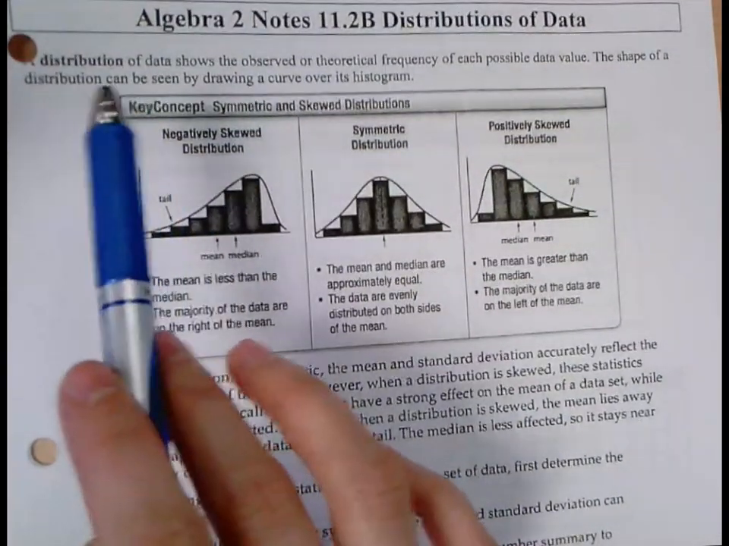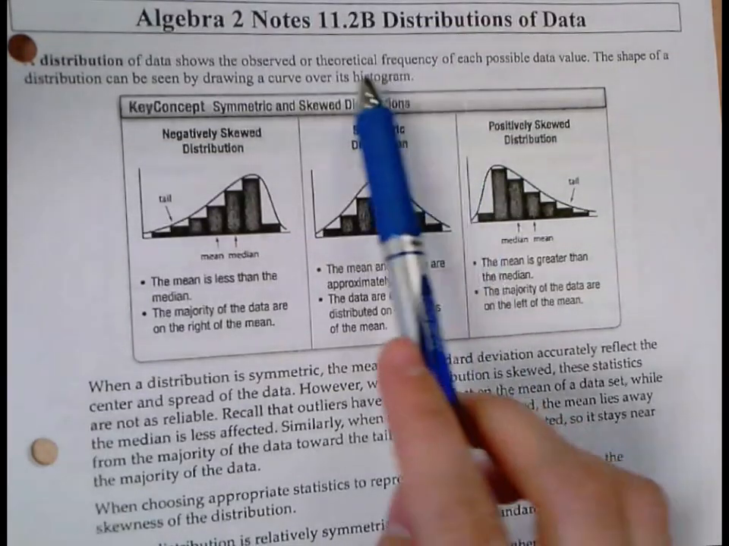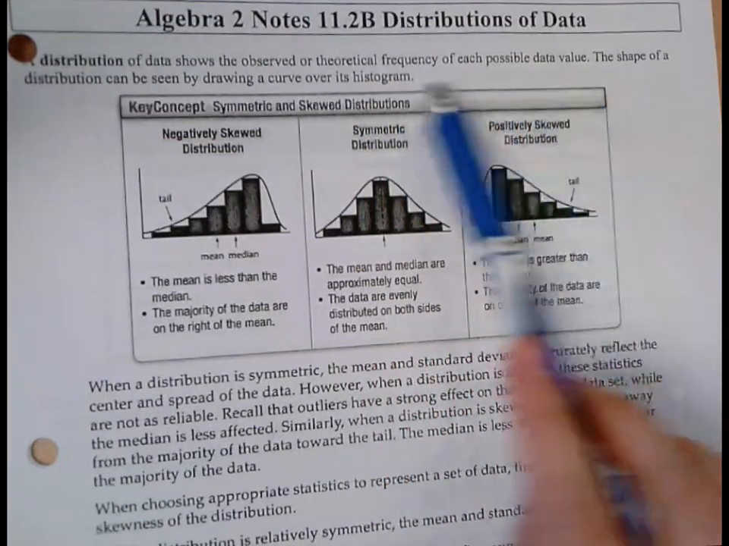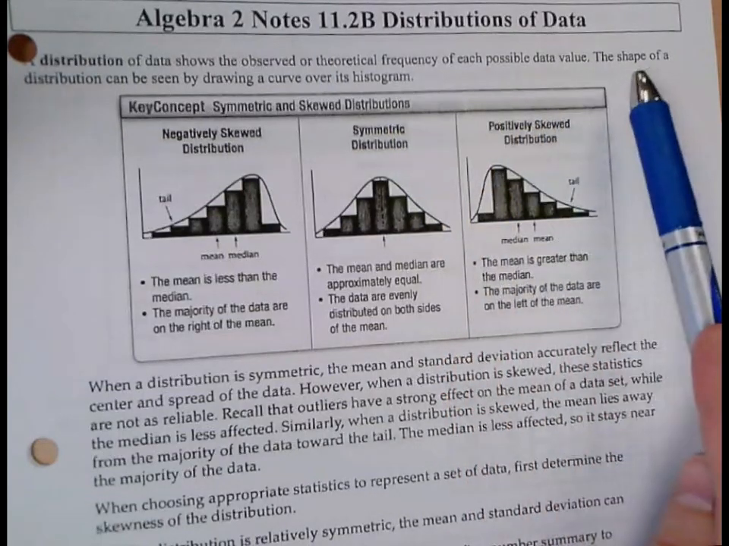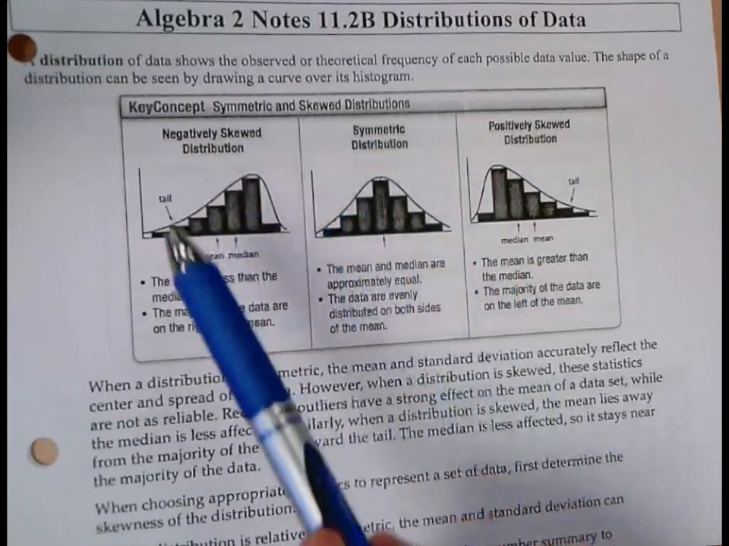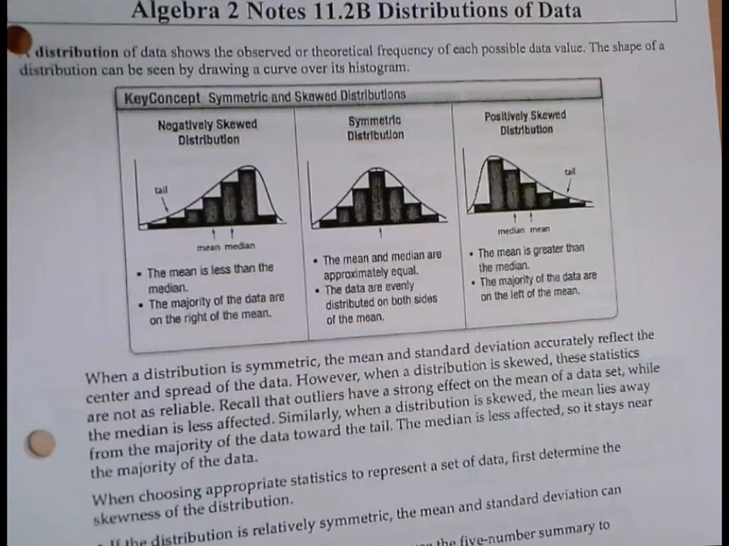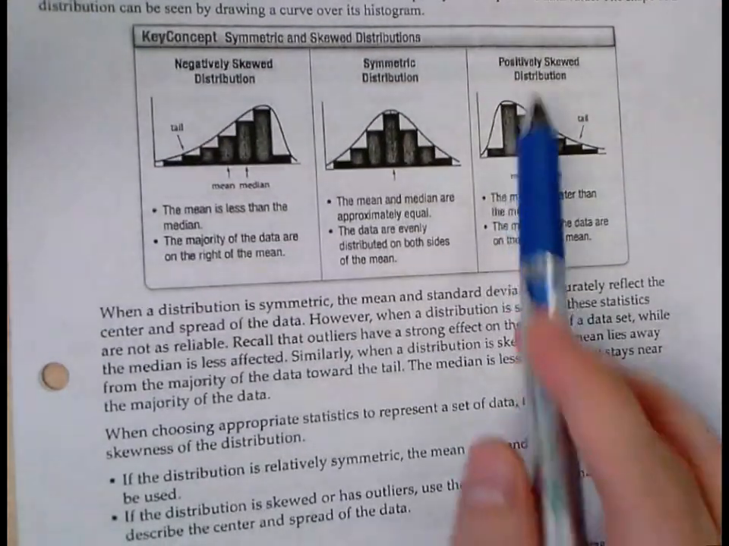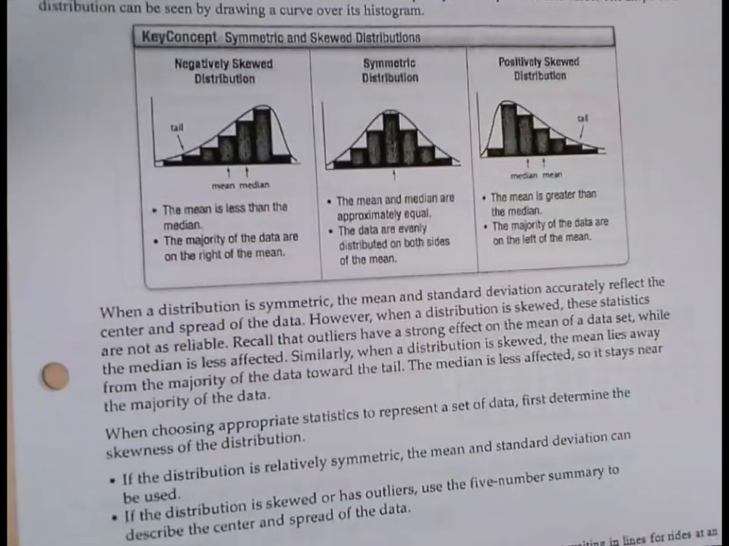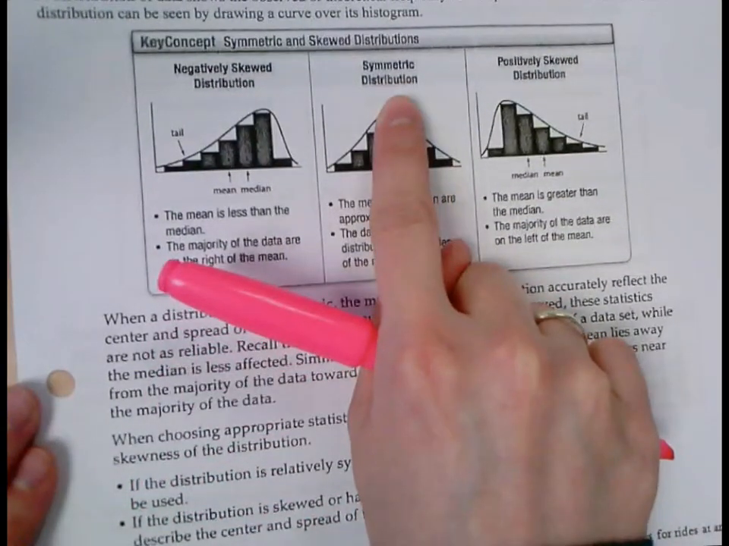So at the top, we have the definition of what a distribution is. It shows the observed or theoretical frequency of each possible data value, how often it could occur. The shape of a distribution can be seen by drawing a curve over a histogram. So we're looking at histograms first, which are like bar graphs. We are also going to be looking at box and whisker plots for the second example. So what I want you to notice from here is, well, actually, I'm going to start by describing the symmetric distribution.